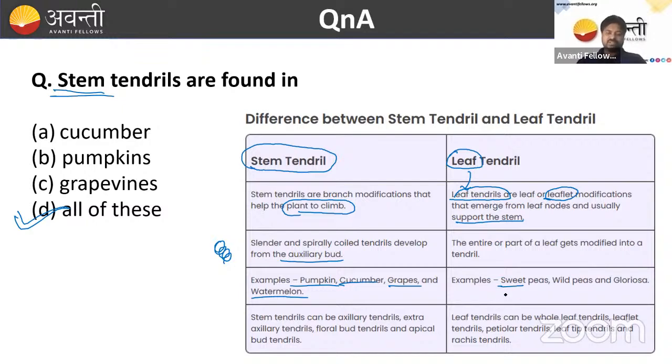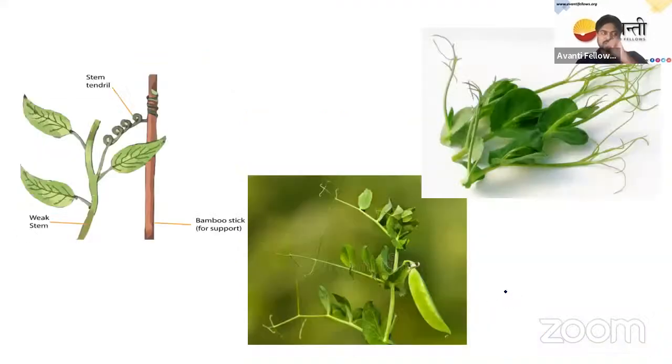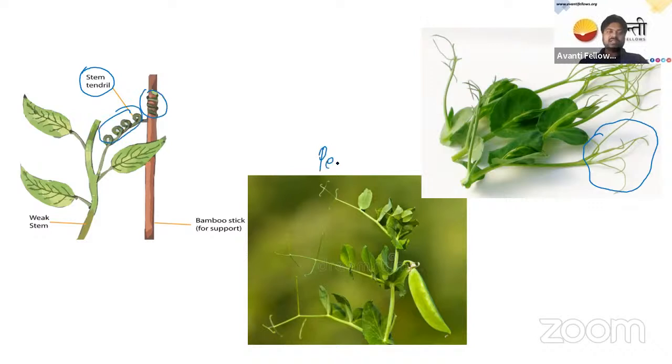You can see the picture of the stem tendril. Here is the stem tendril, and these are the leaf tendrils. Leaf tendrils have a somewhat different structure. Here you can see the spiral part of the stem tendril. This is the pea plant. So this is the difference between stem tendril and leaf tendril.